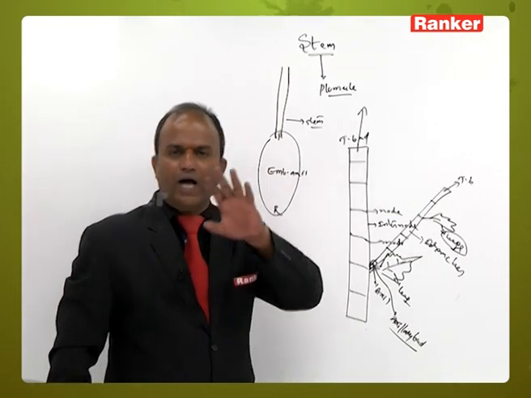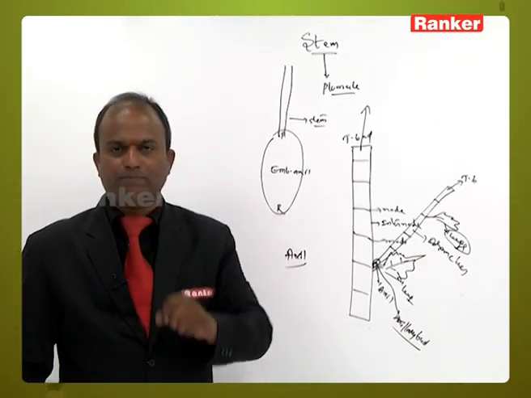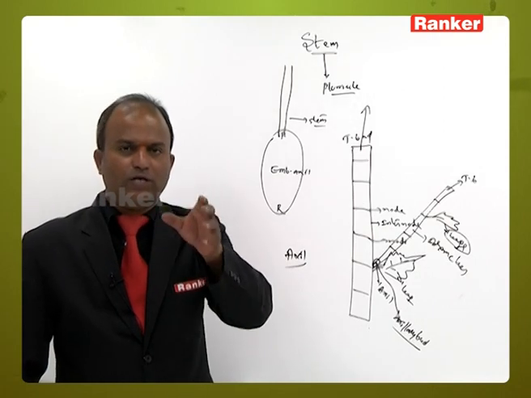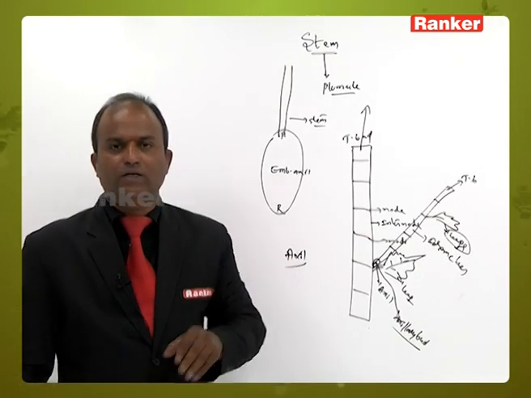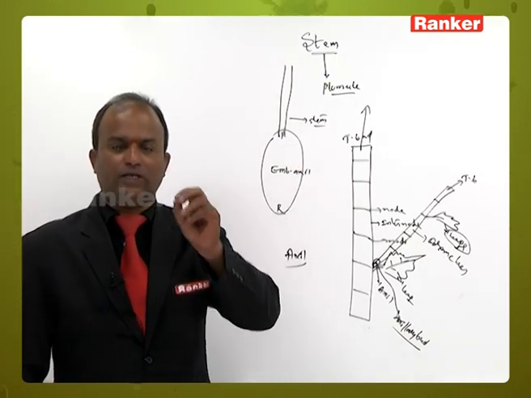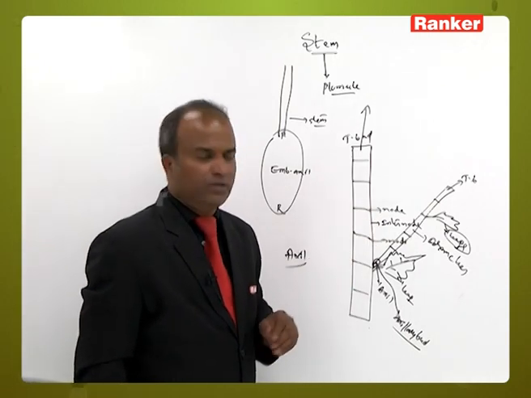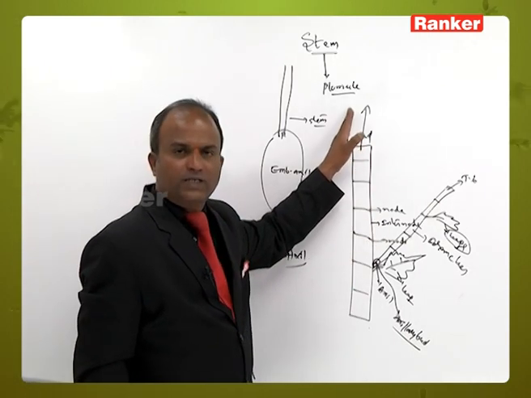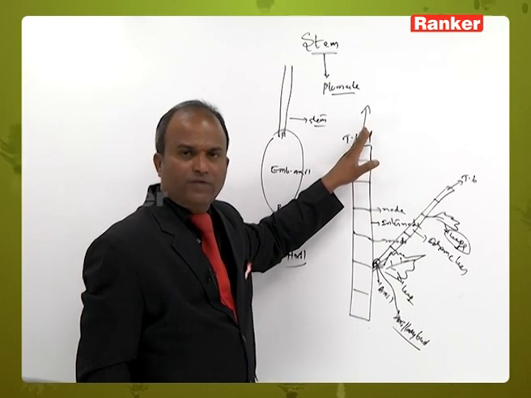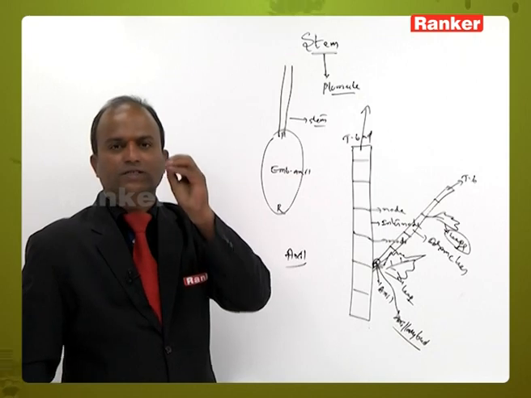That means axillary buds are not only present in the axils of the stem, they are also present in the axils of the branches. And not only the terminal bud is present towards the tip of the main stem, it is also present towards the tip of the branches.